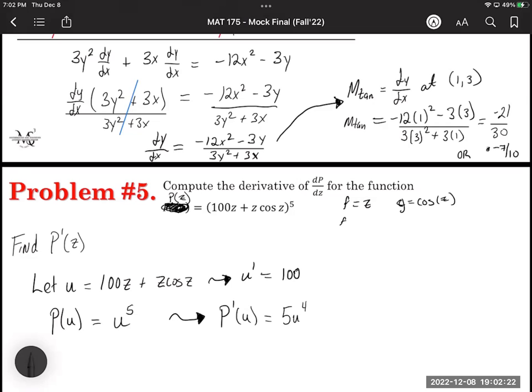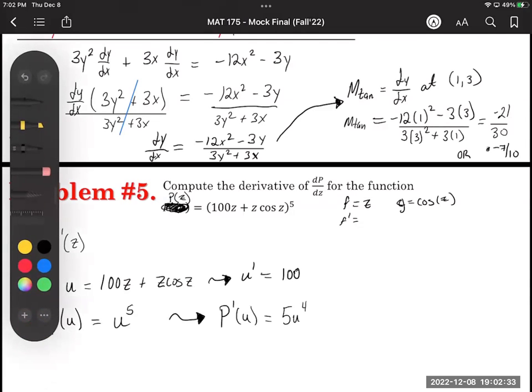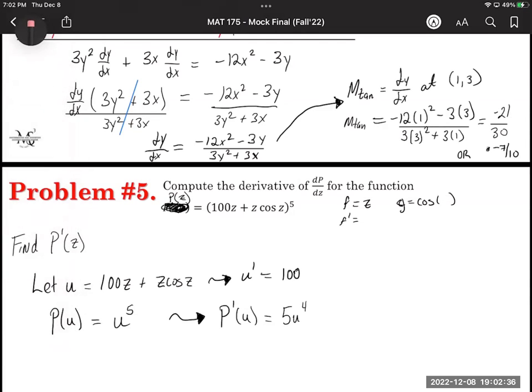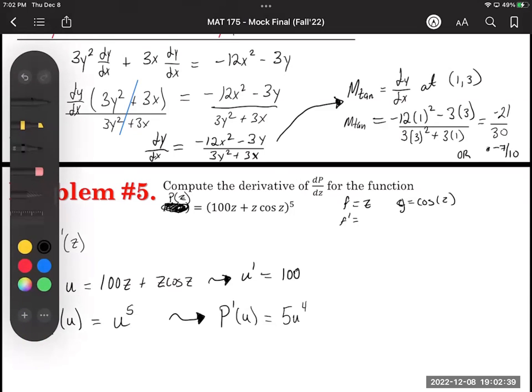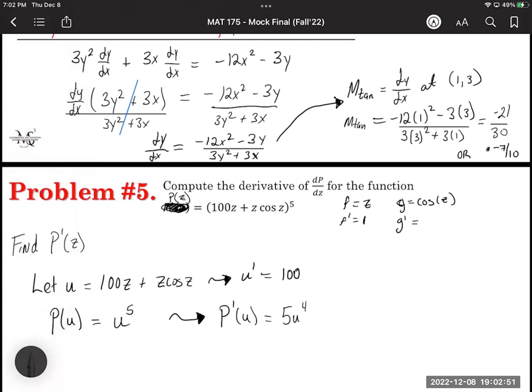So f prime is going to be, well, what's the derivative of z? It's 1. That's right. My bad, it probably looked like a 7 to you. The derivative of z is 1. Now, what is g prime going to be? Minus sine of z.